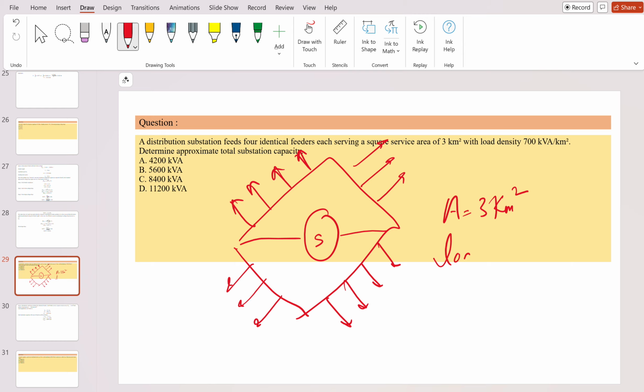The area is given as 3 kilometer square, and a load density delta is given, equal to 700 kVA per kilometer square. In this question the total substation capacity can be asked. There is a formula you can directly put in, and I will give the solution.